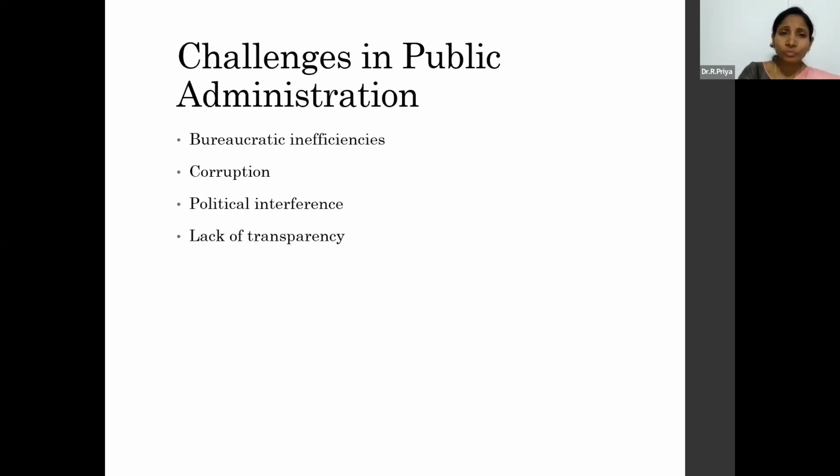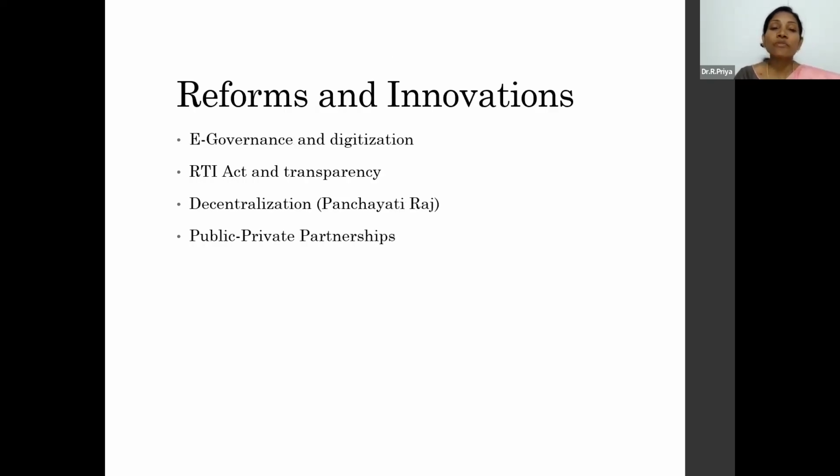Another thing: these challenges have to be addressed properly. So how can we address them properly? Through administrative reforms, use of proper technology, and strengthening ethical governance, to make public administration truly effective as well as citizen friendly. Otherwise it's very difficult, right? I hope this slide is helpful for you for explaining. The second part is reforms and innovations in public administration, to overcome the traditional challenges.